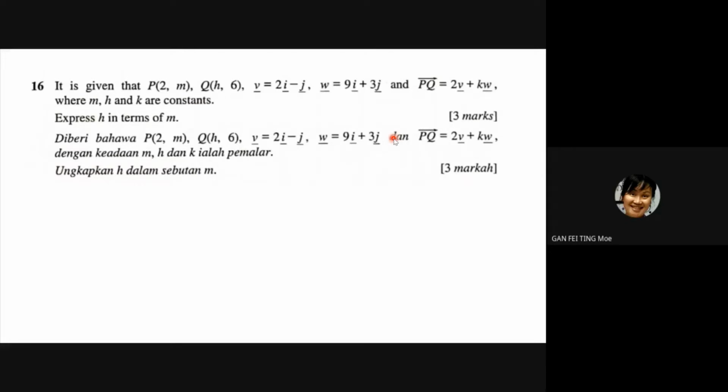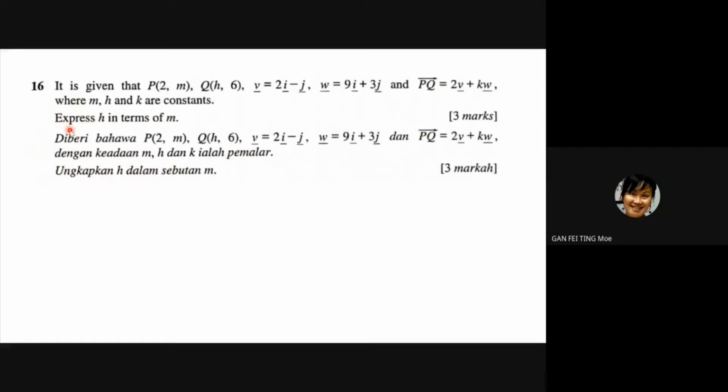So given that P is (2, M), Q is (H, 6), and V is 2i minus j, and W is 9i plus 3j. And the vector PQ is 2V plus KW, where M, H, and K are constants. Mereka adalah pemalar. Ungkapkan H dalam sebutan M.